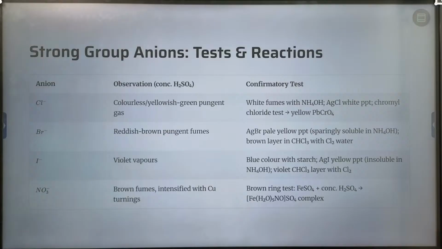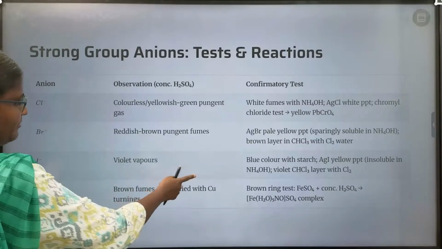That NO3 minus is now reduced to NO, the nitrosyl group, and that aqua is replaced by that nitrosyl, and you will get a complex. That complex is actually brown in color, and you will get a chocolate brown precipitate, or you will get a brown ring. So from that you can identify the presence of copper.